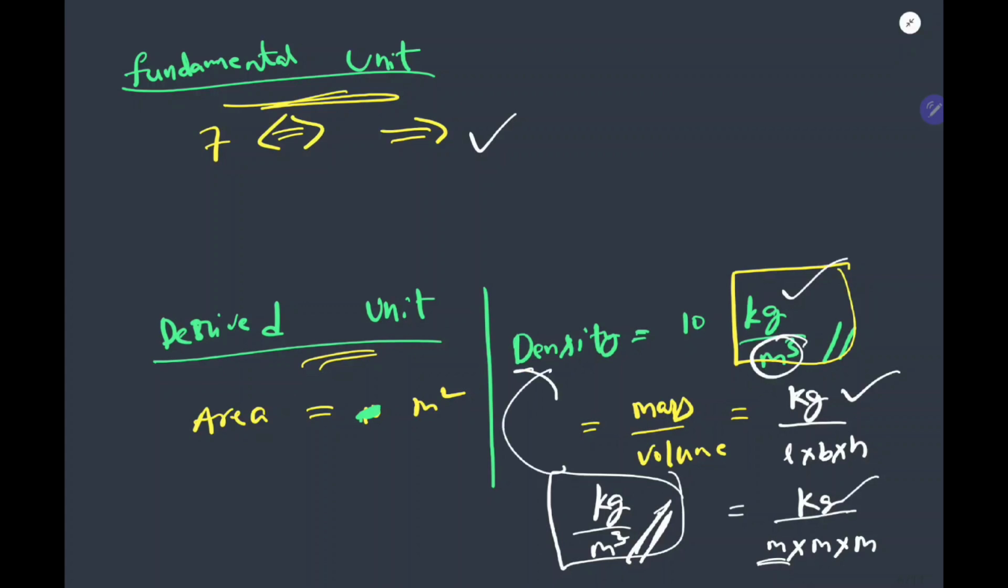You can clearly notice that fundamental units are units which can neither be derived from another, nor can they be further resolved into any other units. Okay, this is the fundamental unit. What about a derived unit? Units of physical quantities which can be expressed in terms of different fundamental units.